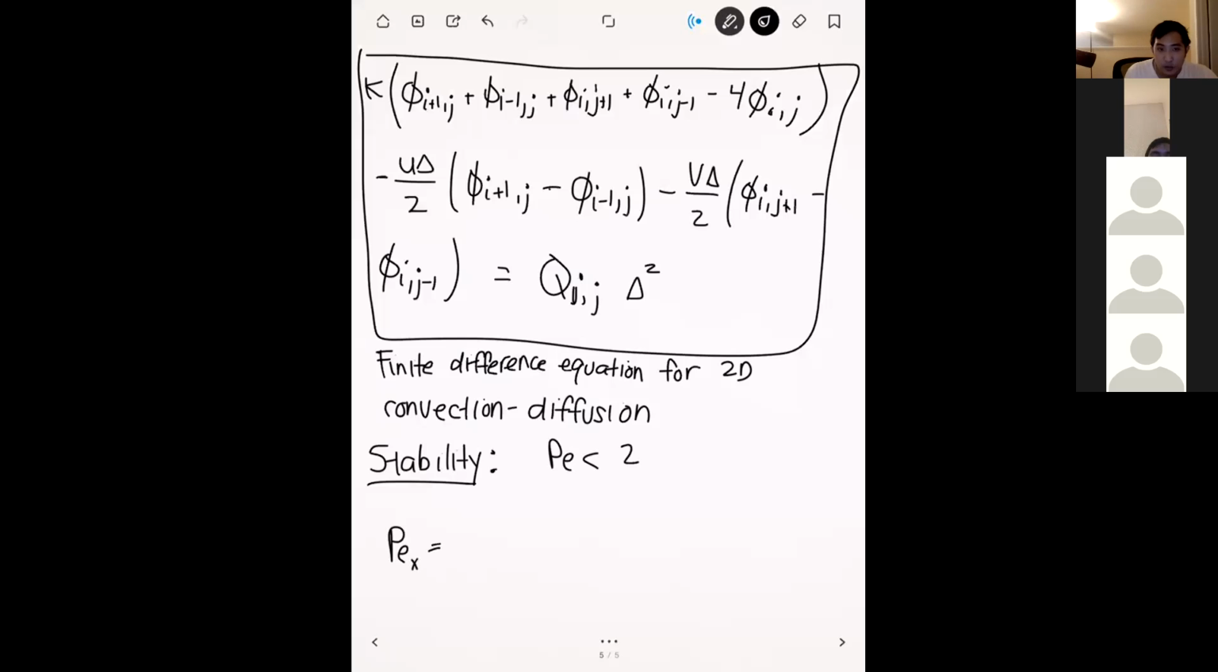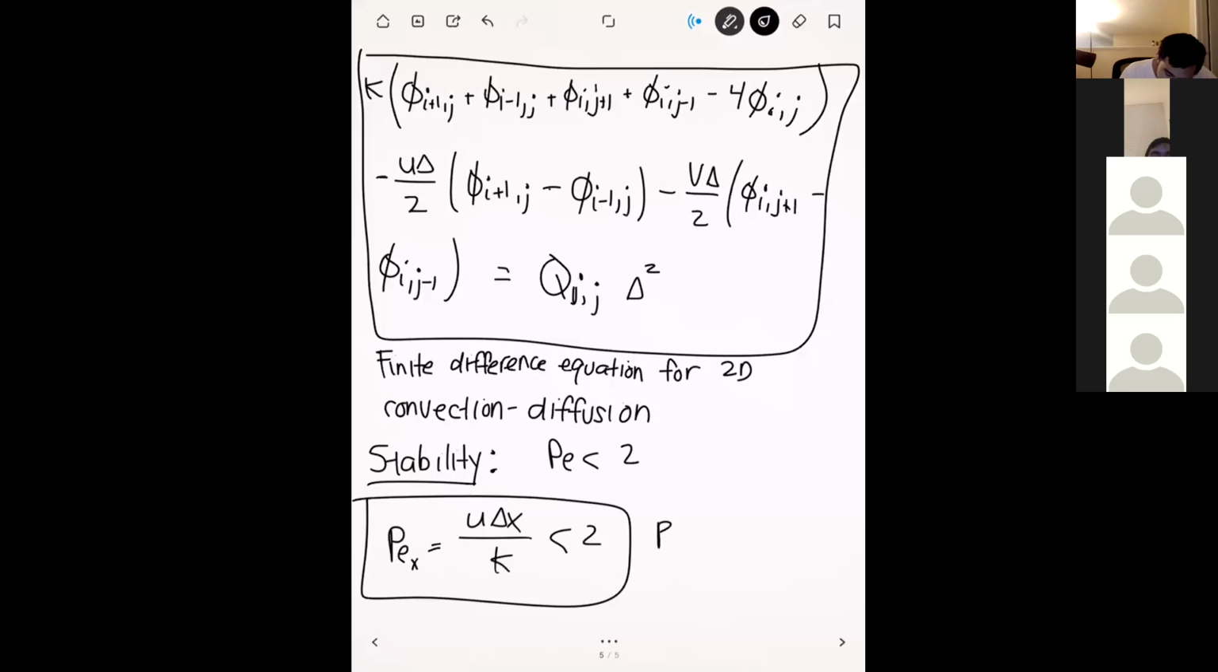First, let's write the Peclet number in the x direction. This is u times delta x divided by k, and this has to be less than 2. Then we have the Peclet number in the y direction: v delta y divided by k, which has to be less than 2. Since we have two velocities now, we have to check stability in both directions. Both of these have to be less than 2 in order for us to have a stable solution. If one of them is less than 2 and the other is greater than 2, we're probably going to have an unstable solution.